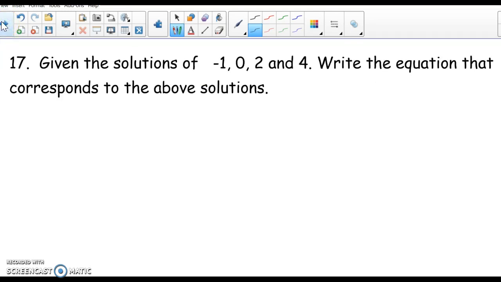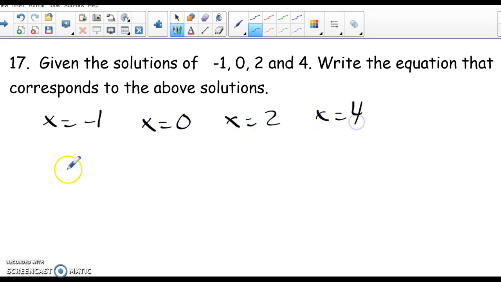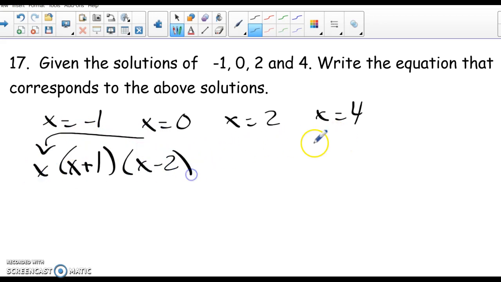If I'm given these 4 solutions, I want to write the equation. So we're going to go from x equals -1, x equals 0, x equals 2, and x equals 4 to my factors of x plus 1. I'm going to bring this one out in front. That's just going to be an x. This is going to be x minus 2, and this is going to be x minus 4 equals 0.